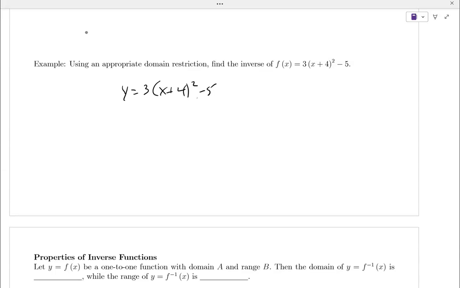Again, first step would be to do what? Good. Change the x and the y. Good. So we have x equals 3 times (y plus 4) squared minus 5. And now, again, our goal is to try to solve for y, isolate the y, right? What do we need to do first to do that?